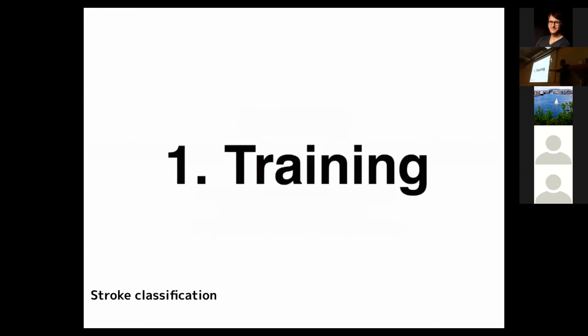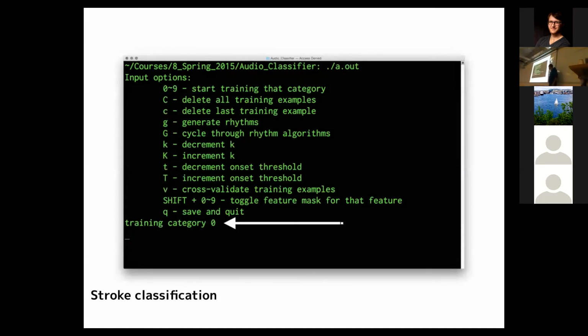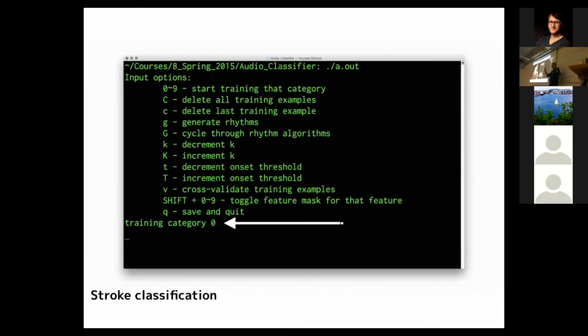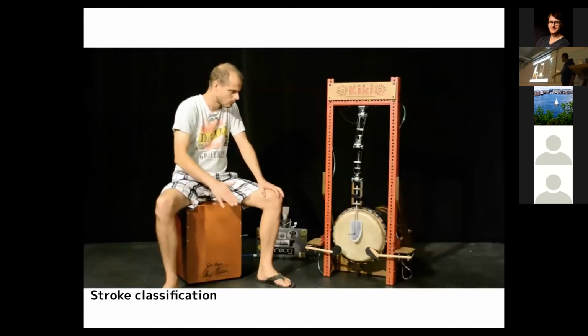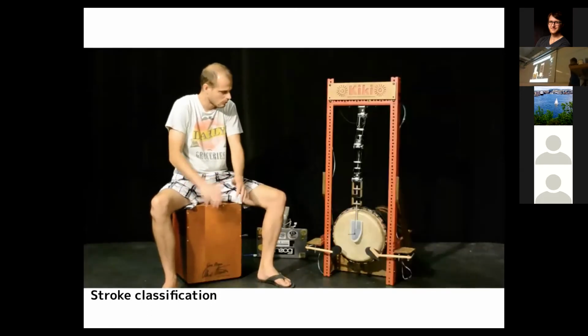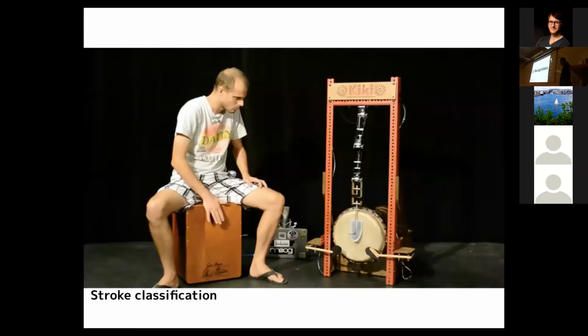So I start by training the robot on stroke category 0. I'm striking the drum in the center, and I'm playing lots of examples of that, or a few anyway. And then stroke category 1 is striking the edge of the drum. And then stroke category 2. And so let's see if the robot can now recognize these.